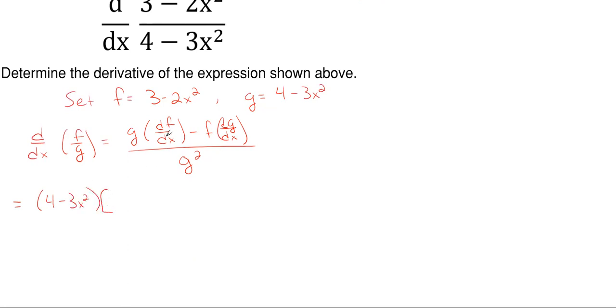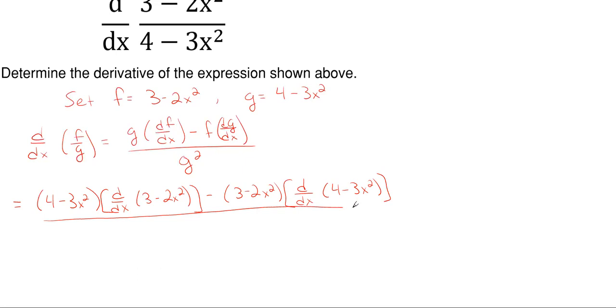And then we are going to have the derivative of f with respect to x, which will be d/dx of my f, which is 3 minus 2x squared. And then subtracting off my f, which is 3 minus 2x squared, times the derivative with respect to x for g, which is d/dx of 4 minus 3x squared. And then finally, that entire expression will be divided by g squared, which is 4 minus 3x squared.